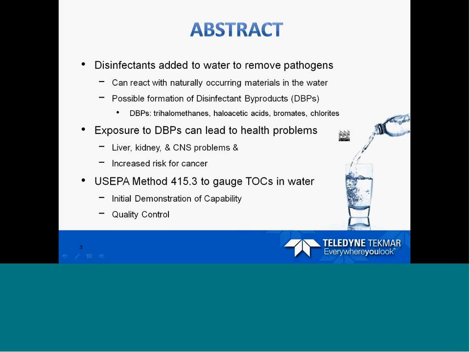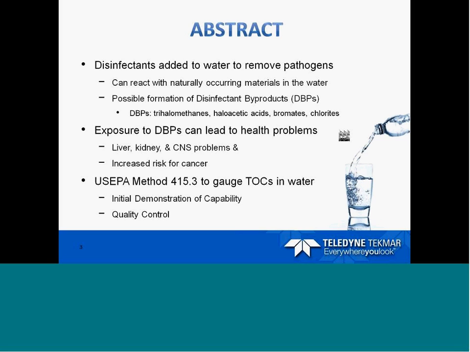So we've talked a little bit about the abstract of the method. As you know, disinfectants can be added to water to help remove pathogens. But some of these disinfectants, such as chlorine, can react with naturally occurring materials in the water, and they can form these disinfection byproducts, otherwise known as DBPs. Now, DBPs can lead to health problems. So the EPA and this method is all about making sure it's part of the Clean Water Safe Drinking Act, and it's to make sure that we're not getting any of these disinfectant byproducts.